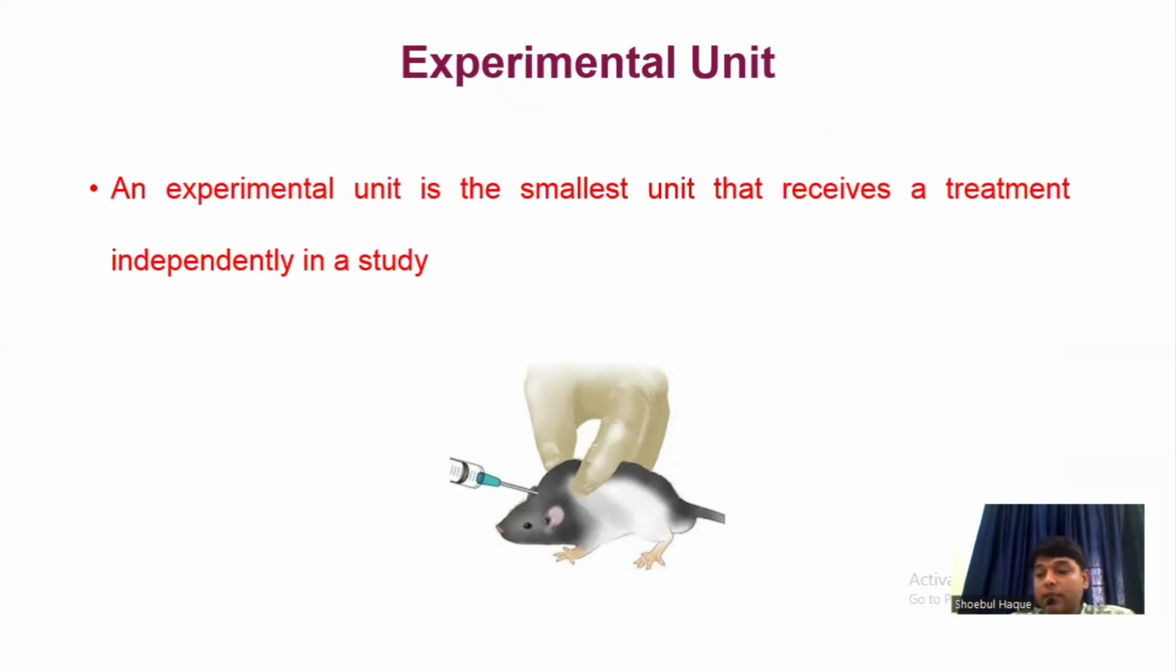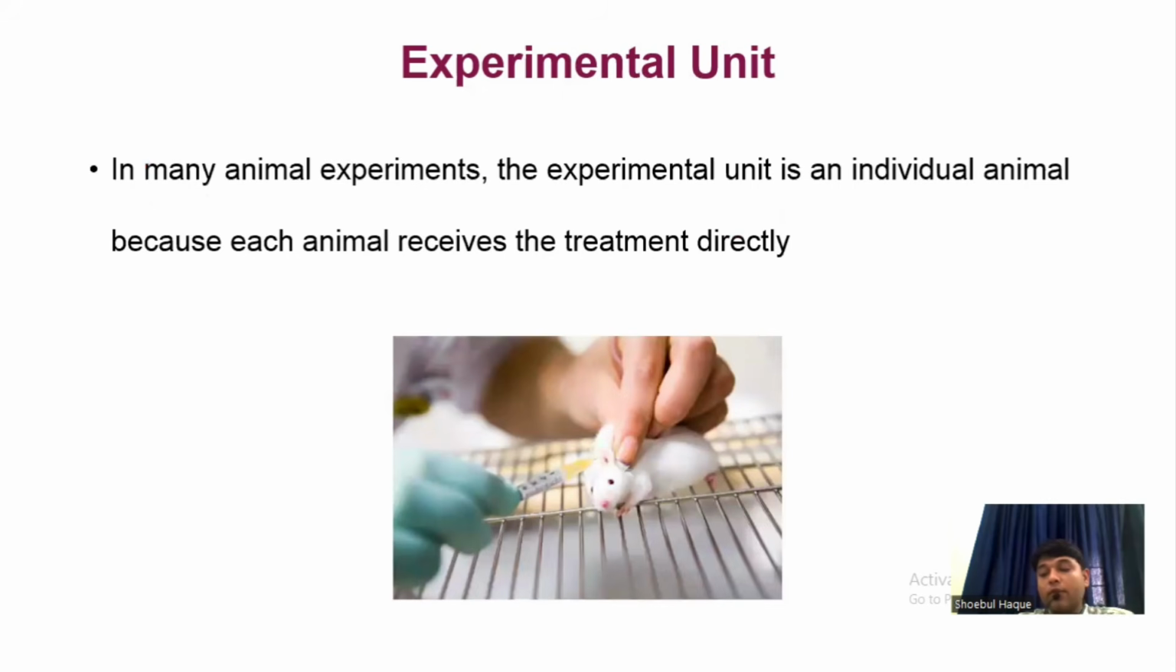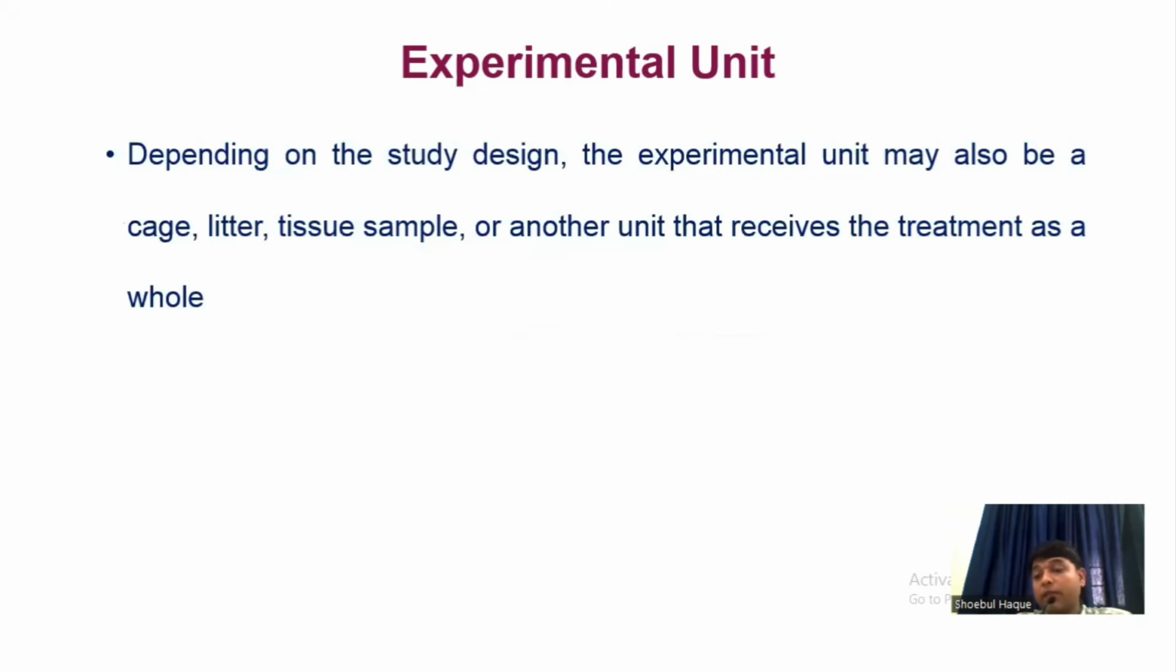Remember this line: any unit that receives the treatment individually is the experimental unit. Not always a rat, not always a mice. If you are doing an experiment with animals, any unit that receives the treatment independently is known as the experimental unit. Why do we go with the wrong approach? Because we think that every time the experimental unit should be a mice or a rat or any animal. Yes, most of the time this is a rat or a mice or an animal, but not every time.